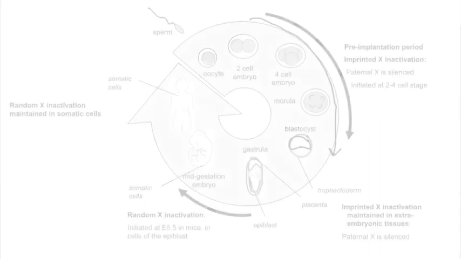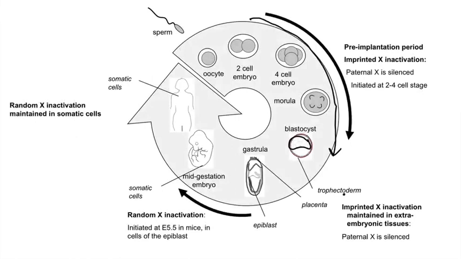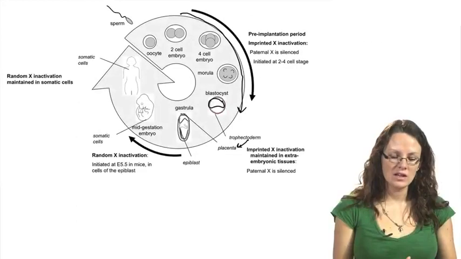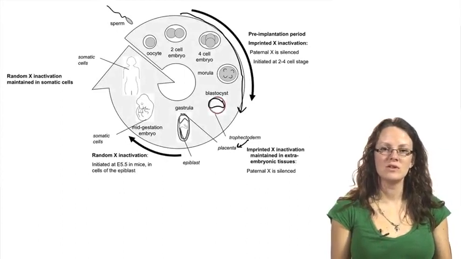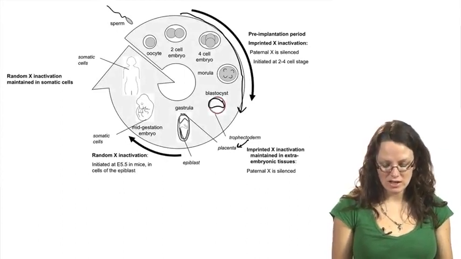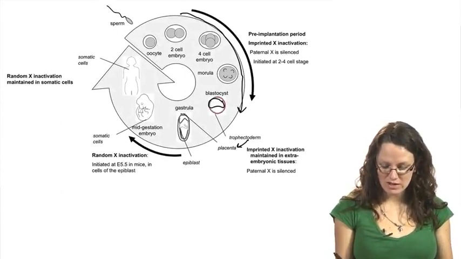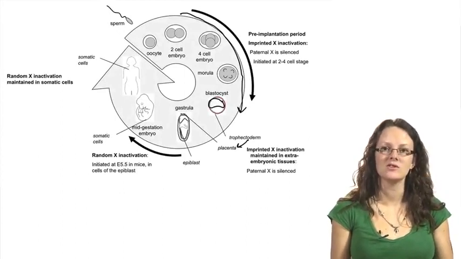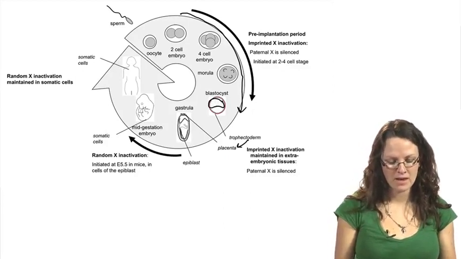So these two different parts of the blastocyst are actually treated differently in terms of X inactivation. The trophectoderm that will go on to form the placenta maintains the imprinted X inactivation that was found in that pre-implantation period. So the X inactivation that was first established between the 2 and 4-cell stage continues to be maintained in these extra-embryonic tissues in the placenta that will support the growth of the embryo.